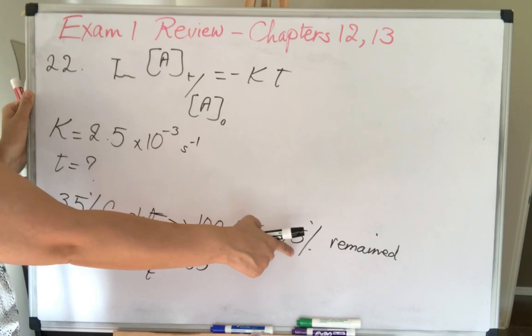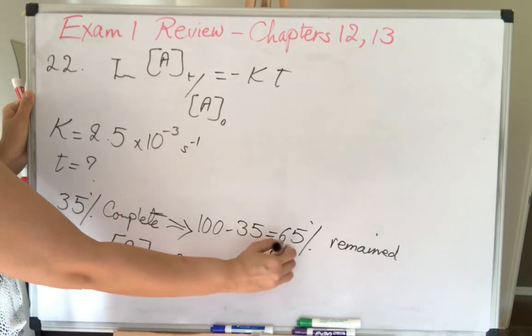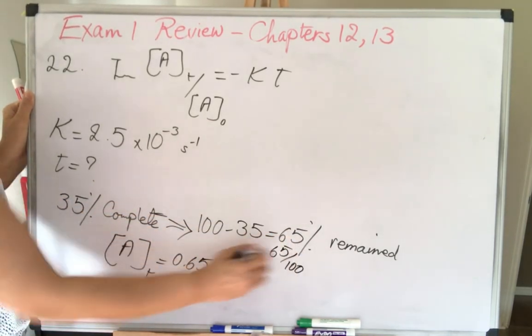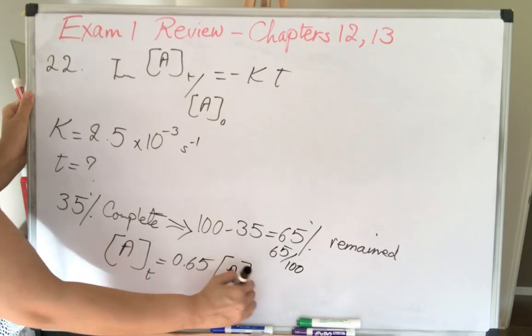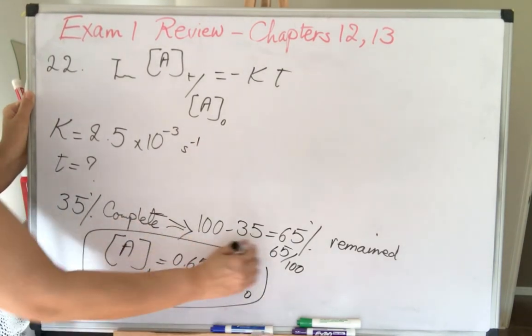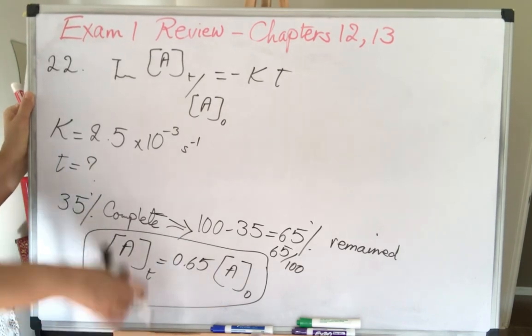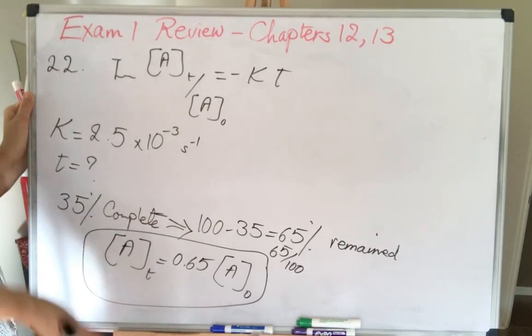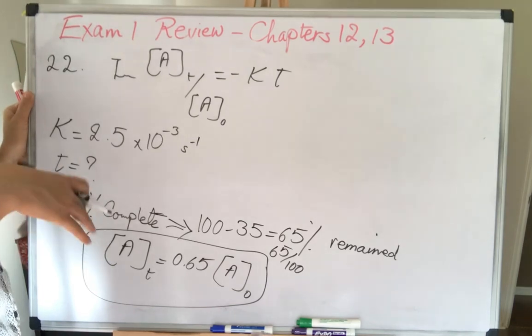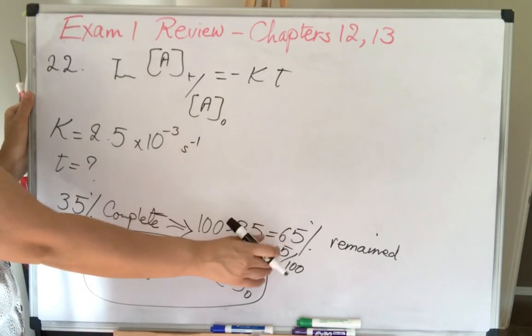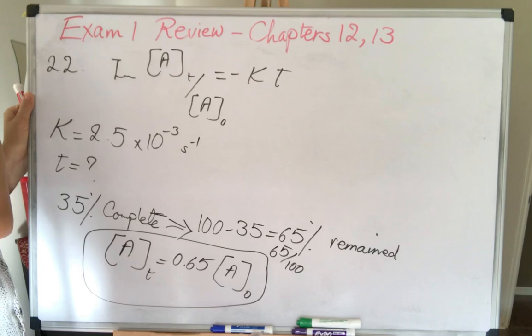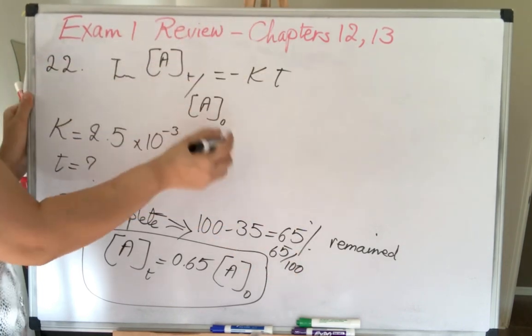65% is 65 divided by 100. 65 over 100 of A0 left. Correct? Because AT is what is left from the initial concentration. If 35% is complete, it means 65% is not complete. 65% is 65 over 100. So go ahead now, go ahead and plug it in.